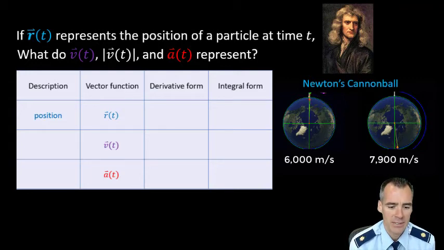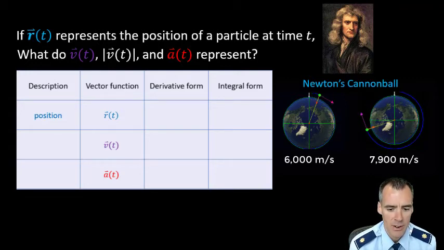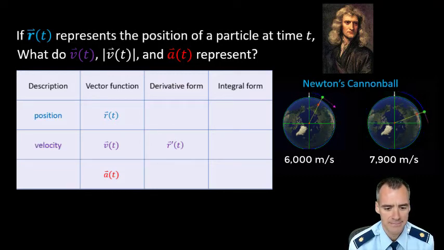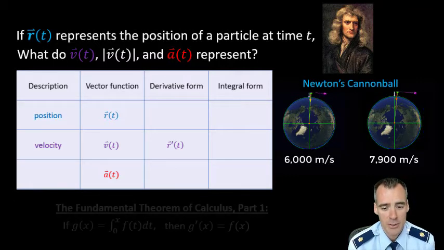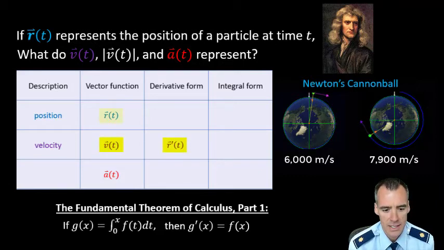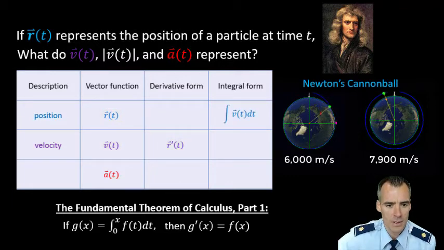Now we know that v of t is going to be the derivative of our position function r of t. And just like in 2D, this represents the velocity. And the fundamental theorem of calculus tells us that if v of t is the derivative of r of t, then r of t must be the integral of v of t. So let's go ahead and fill that in.